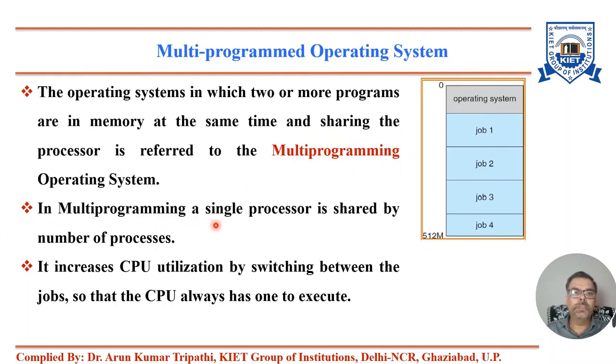In a multi-programming operating system, a single processor is shared by a number of processes, meaning P1, P2, P3, and P4. It increases the CPU utilization by switching between jobs so that the CPU always has one job to execute.